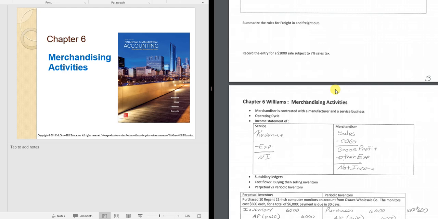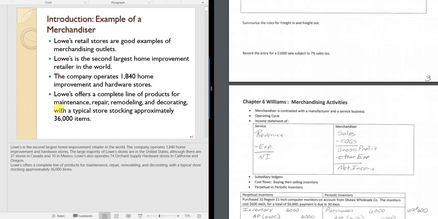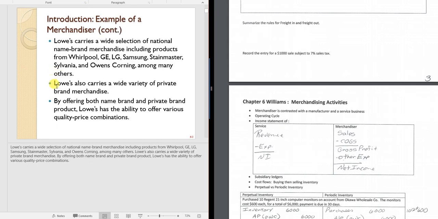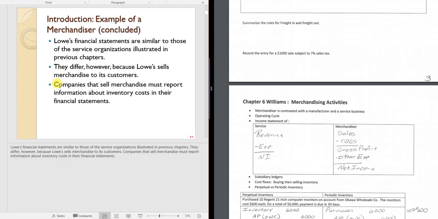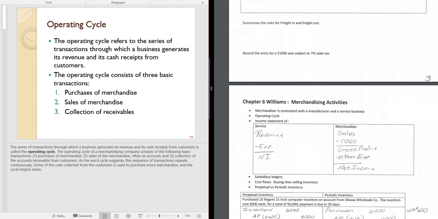So we're going to talk about merchandising activities. And again, a lot of these things I'm going to skip through. You can read. We all know what a merchandiser is. They sell merchandise. So this book will talk about a lot of that type of stuff. But what I need to contrast in accounting is that we have a separate focus between a merchandiser, a manufacturer, and a service business. And I'll get into those in a second.